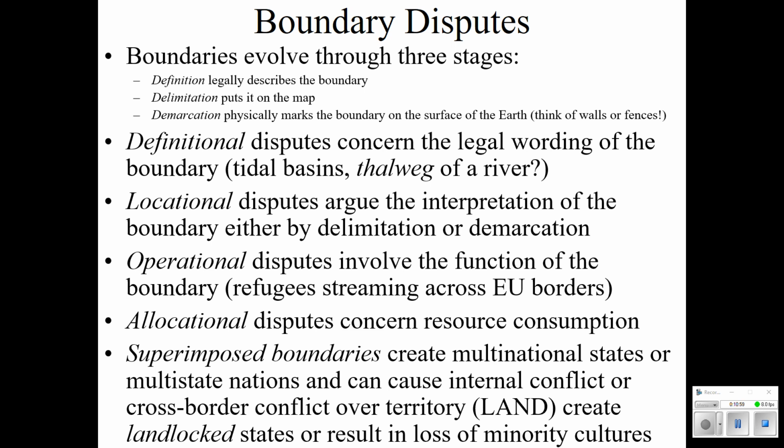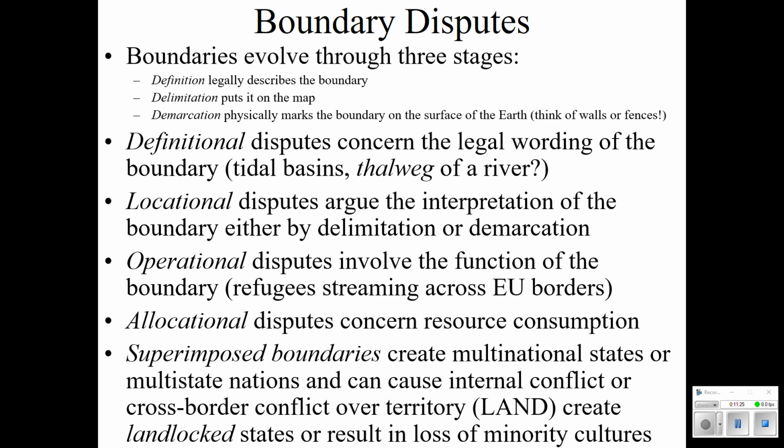This can sometimes create landlocked states who do not have access to the ocean. Be careful, don't say that they don't have access to water. Many of them have access to rivers, but they don't have an outlet or a port on the sea. And this can create big economic problems. Africa has more landlocked countries than any other continent in the world. And so when you see conflicts over land, sometimes bad borders are the source of that conflict.